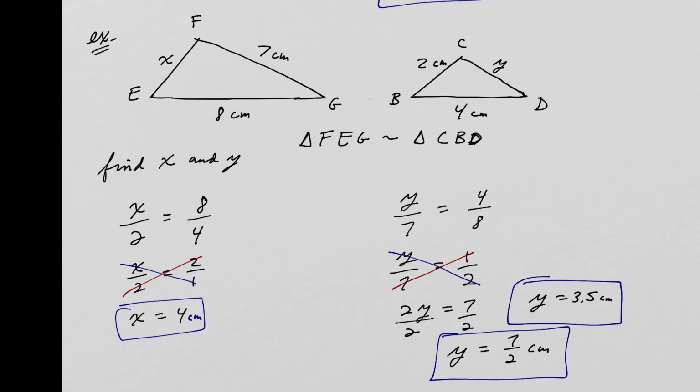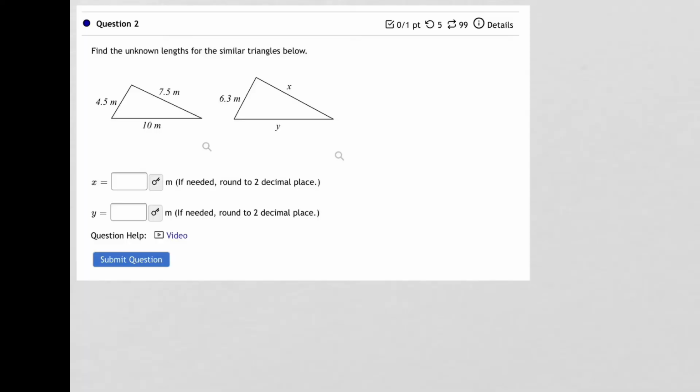Okay, so if the triangles are similar, then the lengths of the corresponding sides are proportional. All right, let's do a couple of problems from My Open Math on similar triangles. Let's do this one example from the My Open Math homework. I'm given these two triangles. We're told that they're similar triangles, right?